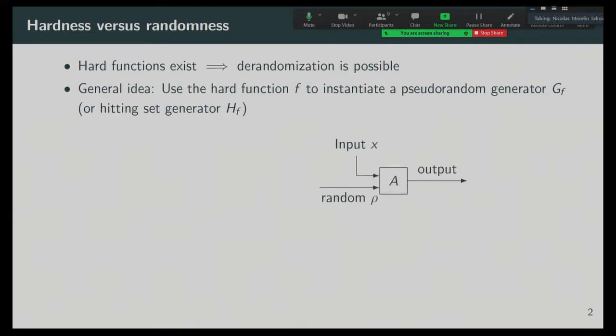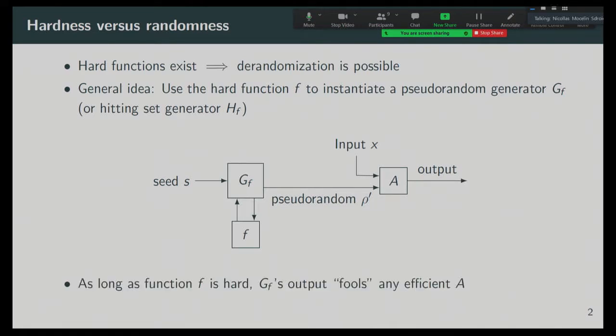So it looks like this. We have our algorithm A with input X, and it receives some random bits as well. And we replace the random bits by a pseudo-random string produced by a pseudo-random generator that has access to this hard function f, right? And then the idea is, as long as this function is hard, then the output of this generator is good and fools any efficient algorithm, right?